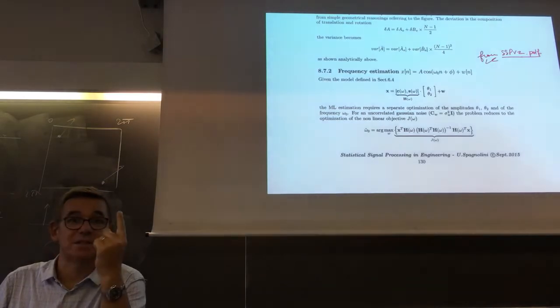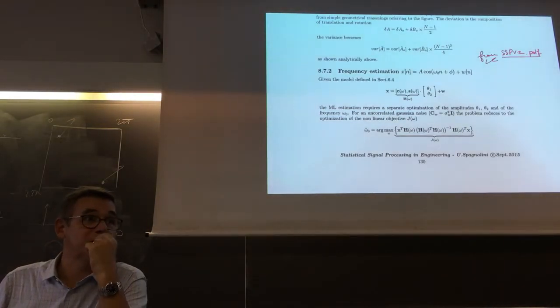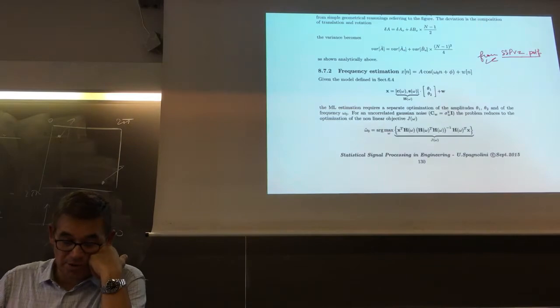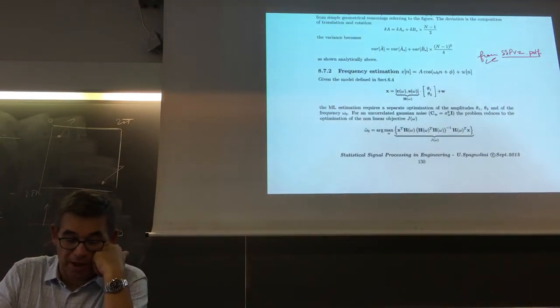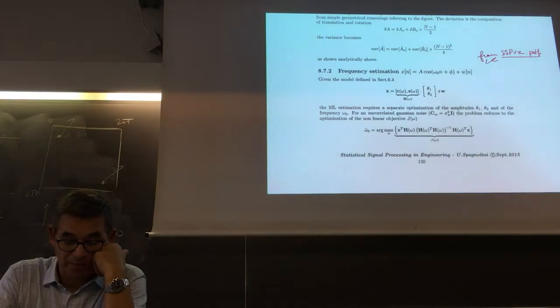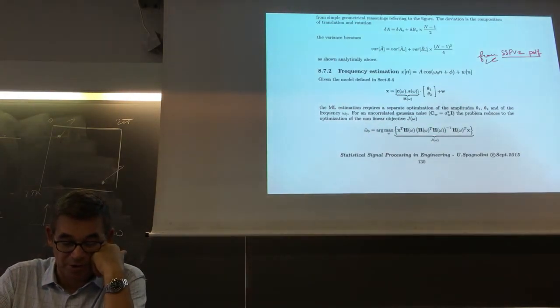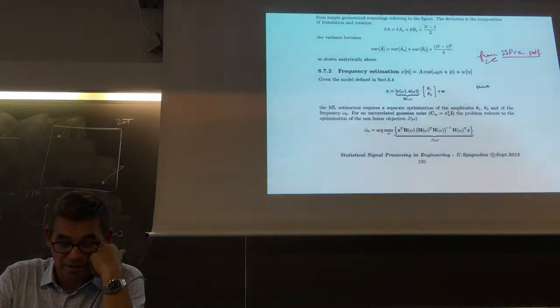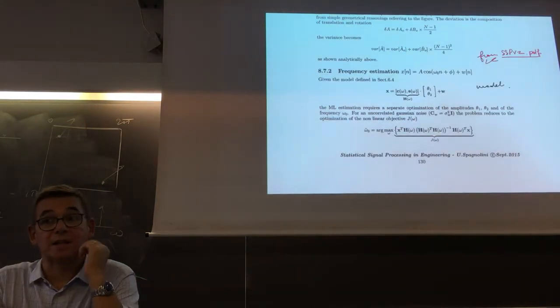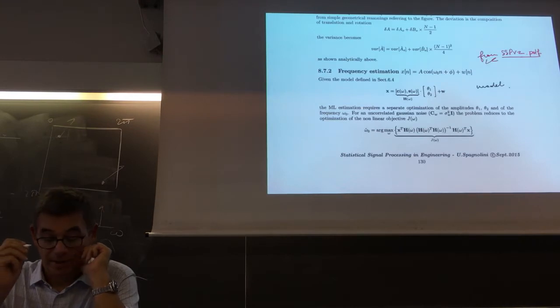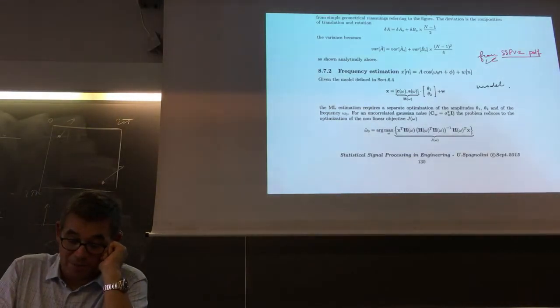In the case of one sinusoid, perhaps it's not that terrible. So I need to start back again. I take the model, the model part, which we already discussed. And then we have seen that the maximum likelihood method works by maximizing this one, and this is the projector.